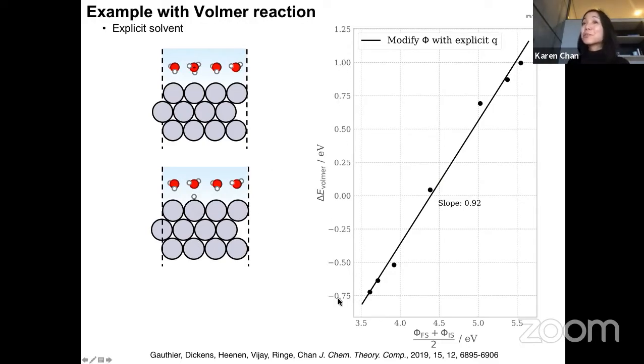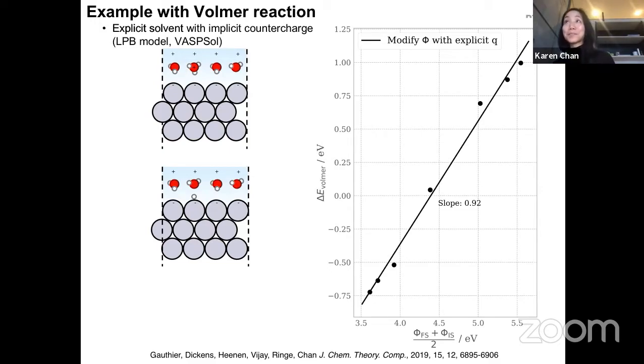And so we see here the Volmer reaction energy as a function of the work function, and so we can get a certain relationship for the energy as a function of the potential. One can also imagine that we can perhaps apply some implicit charge like this, as I showed schematically here, and that can also help us change the work function. Okay? And we can do this with a variety of different methods. There are many, many different ones proposed out there, but one is a linearized Poisson-Boltzmann model that's implemented in VASPsol.